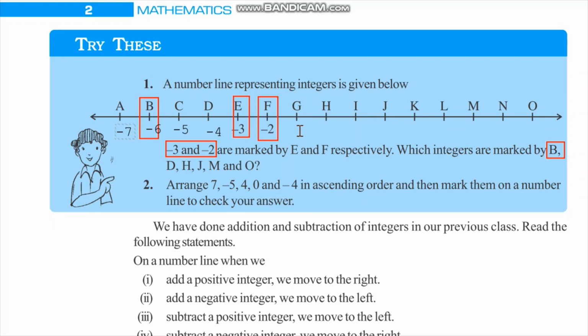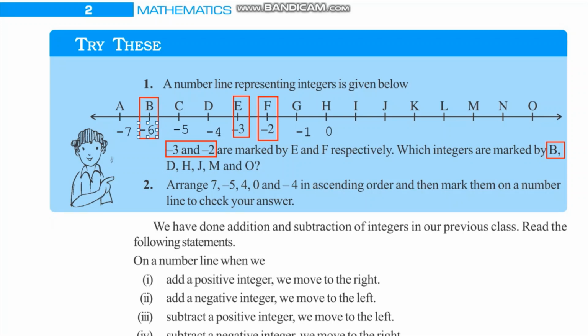So I will let you fill out the right side of minus 2, starting with minus 1, 0 and so on. Then we need to find out the question letters starting with B. So here we can see B is represented by minus 6. So similarly, you can answer the other letters.